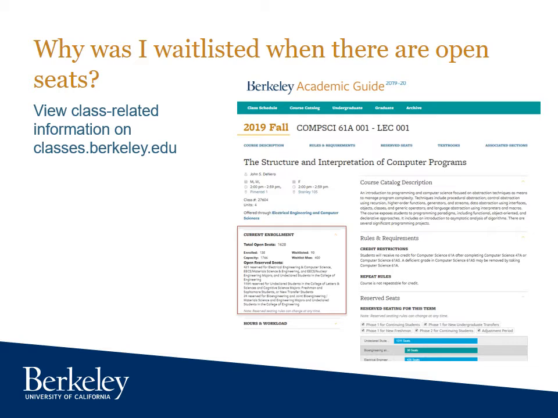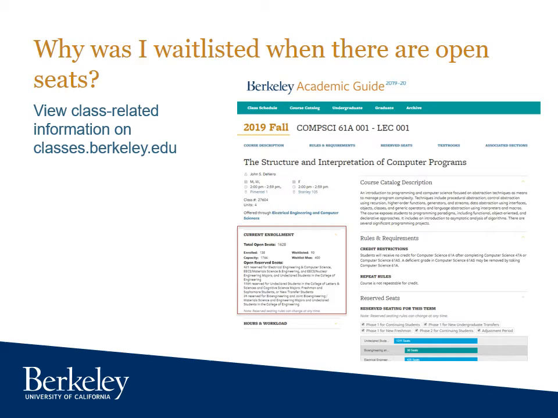So during phases 1 and 2, we set aside seats for, usually it's our declared majors, to give them a chance to get into the class so that they can graduate on time. Now, if you're an incoming student and this is a lower division class, it doesn't apply to you quite so much. We do still have some reserved seat capacities for incoming students, but you'll see it listed here at classes.berkeley.edu.